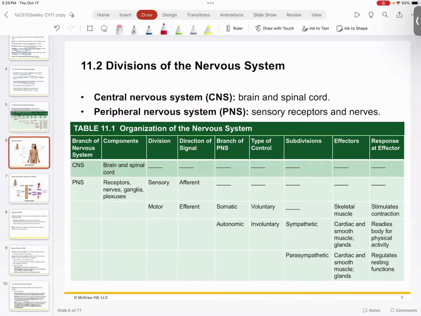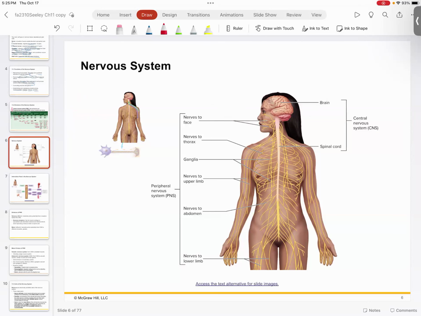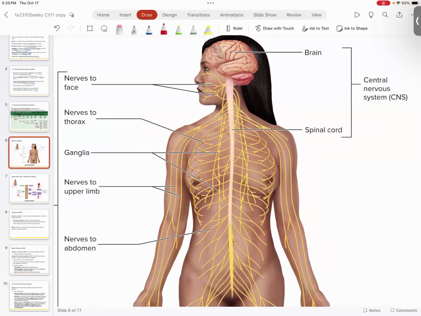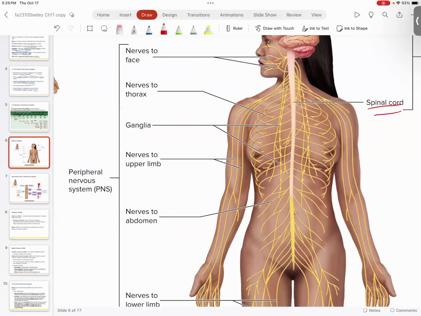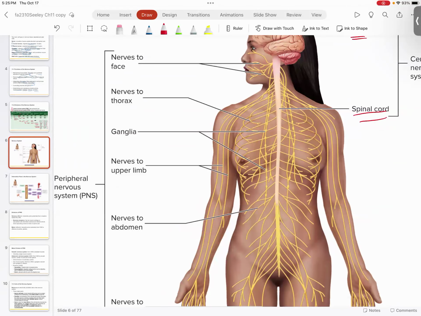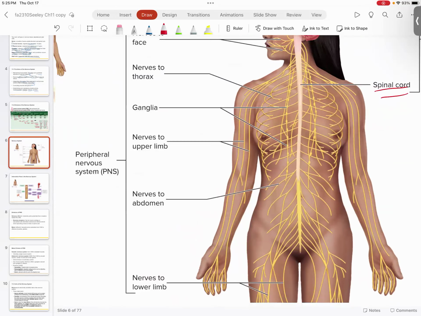So those are the major organization of your nervous system. So here's kind of what it looks like in pictures. So you can see your central nervous system, which is composed of your brain and your spinal cord. We'll have a lot to say about that. And then, of course, your peripheral nervous system is associated with all the nerves that are coming off of the spinal cord and innervating your body, right?